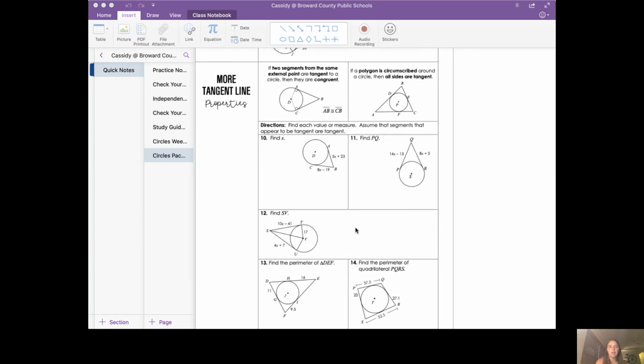All right, more tangent line properties. So this one's actually pretty easy. All you need to do is set them equal to each other. So, two segments from the same external point. See how they're two tangent lines and they're meeting at one point. That means that they're going to be congruent. So AB is going to be congruent to BC. Easy enough. The little dunce hat is going to be congruent. And if a polygon is circumscribed around a circle, then all sides are tangent. So the sides are going to be tangent.